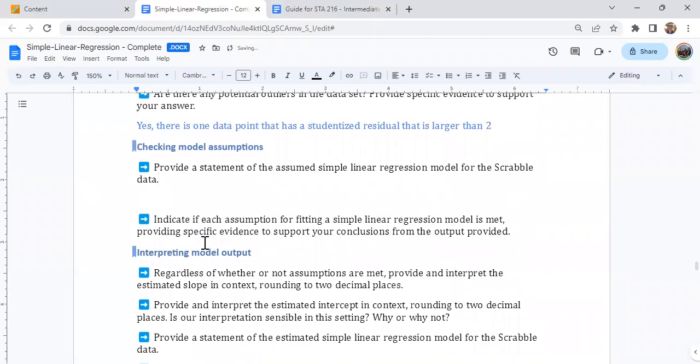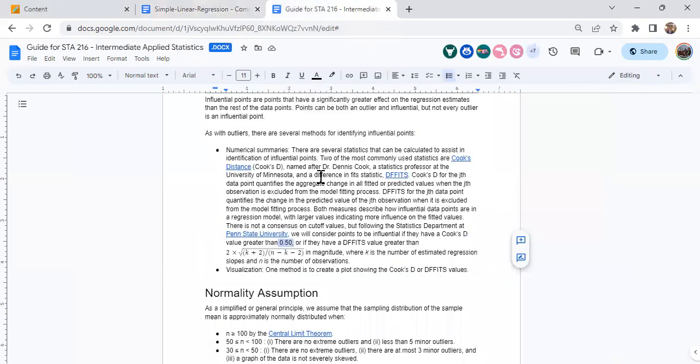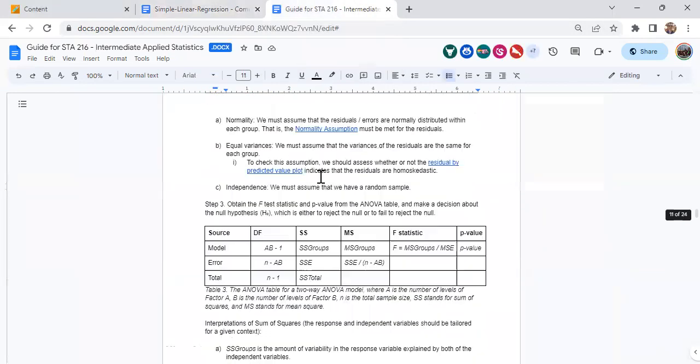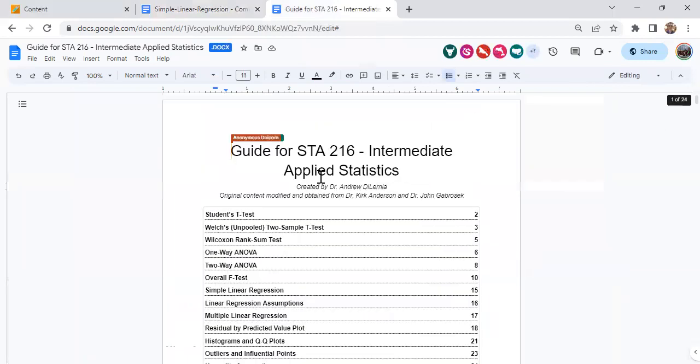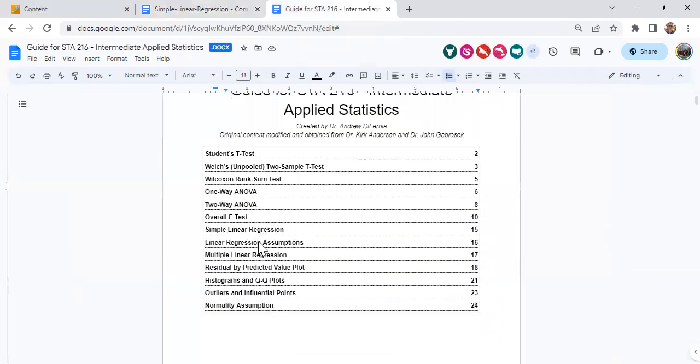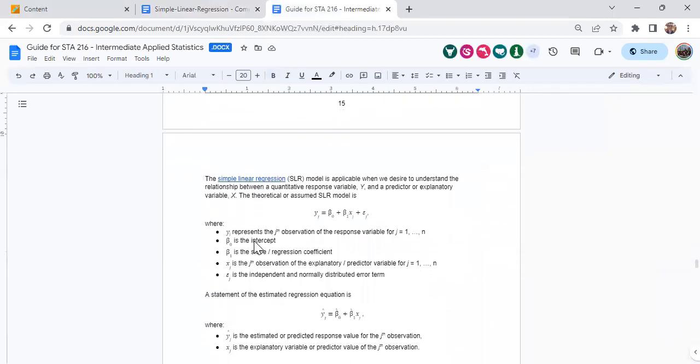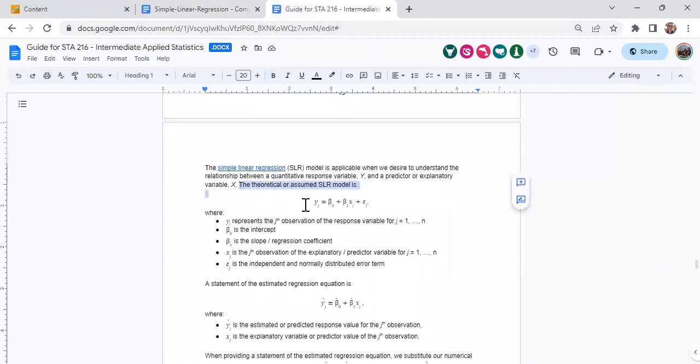So let's give a statement of the assumed simple linear regression model. And here's again where I think looking at the guide document is good and copying the blueprint model that we have. Let's go to simple linear regression. Okay, here's our assumed model. So let's copy that.